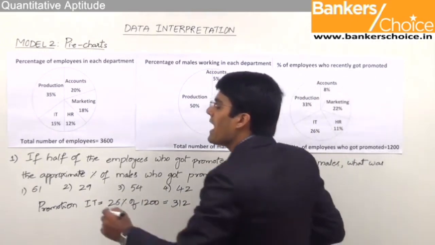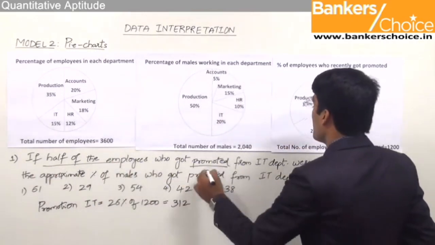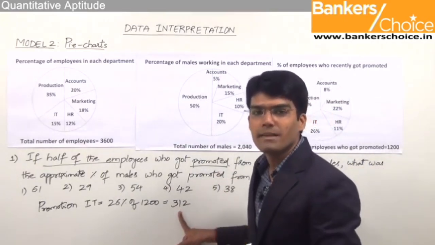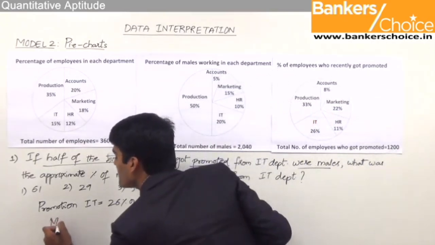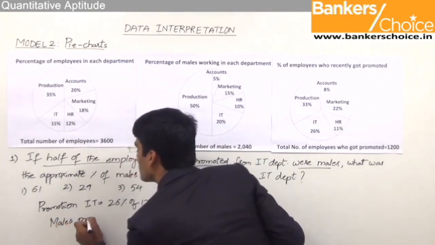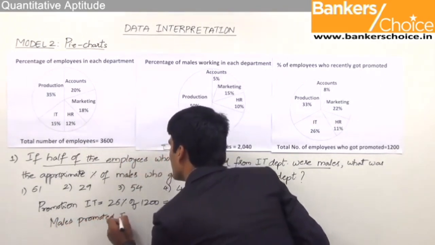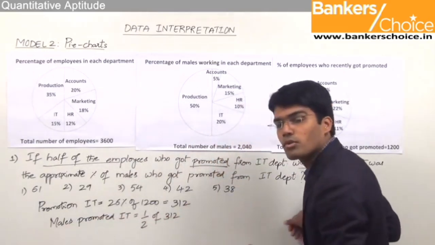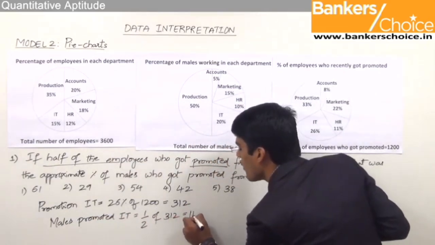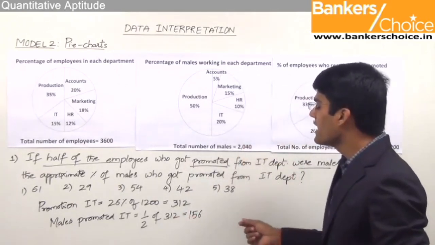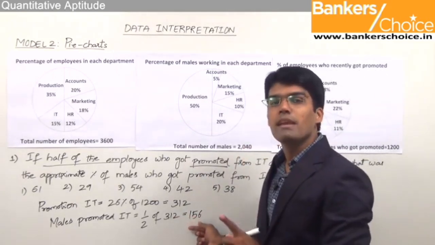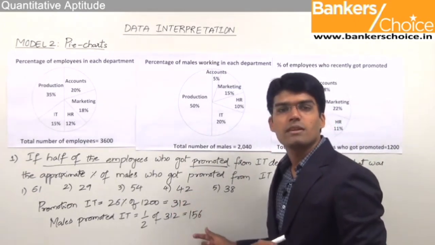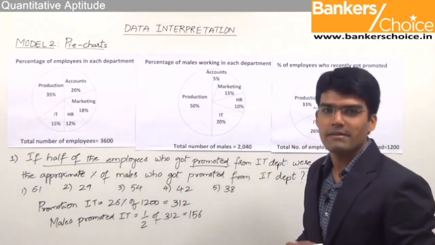Now the question says half of the employees who got promoted were males. That means out of this total 312 who got promoted, half of them were males. So we know that number of males promoted from IT department will be equal to half of total, half of 312. Total 312 got promoted. Now half of 312 is equal to 156. So now it is clear that from IT department 156 males got promoted. We know total 312 got promoted, out of which half were males. So 156 were the males who got promoted from IT department.